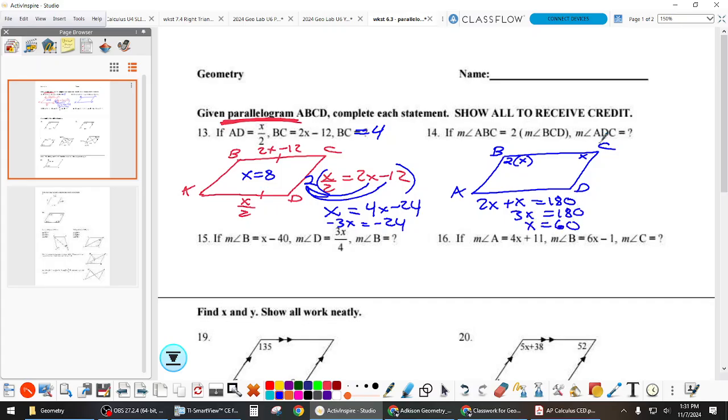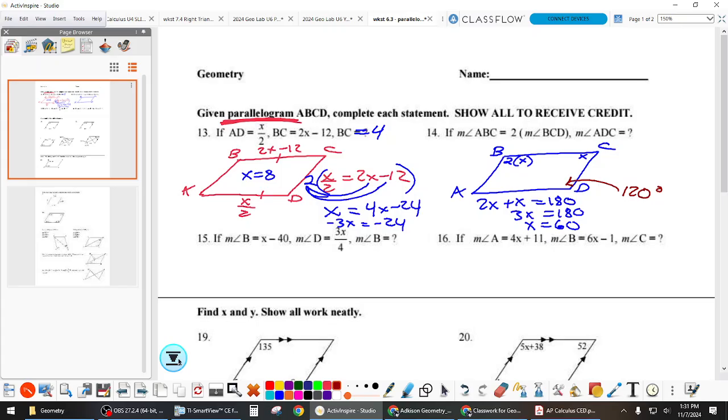It says what's the measure of ADC, which is down here. What is it congruent to? Angle B. Yeah, opposite angles are congruent. So that's just 120 because it's 2 times 60. Alright, so that one we use both angle properties. First we use the consecutive angles are supplementary, and then we use opposite angles are congruent.